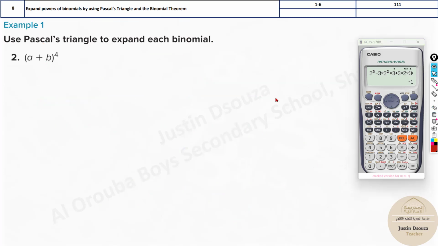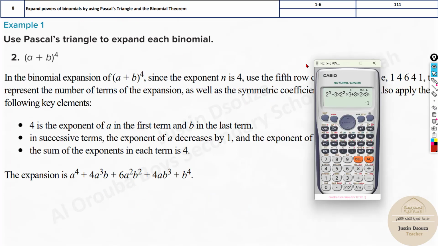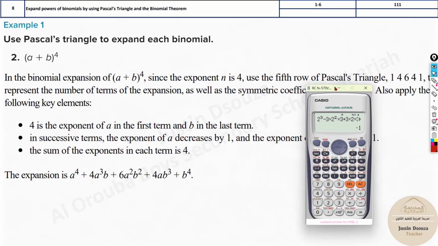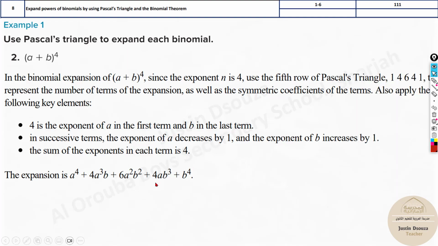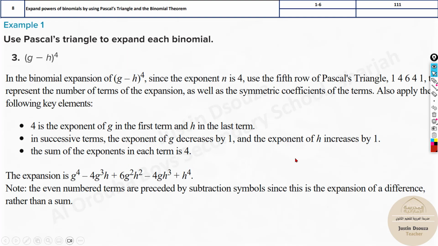Here, same thing. You can just see the Pascal's triangle and find the coefficients. It's 1, 4, 6, 4, 1. And then you can easily type it out. Or you can assume values for g and h and then also solve. You'll get the same answer. Here also, the coefficients are the same, but the signs will vary. Wherever h is an odd power, it will have a negative sign. Where it's even, it will be positive. Say for g power 4 minus, this will remain 4g cube h, because it's an odd power, there's a minus.